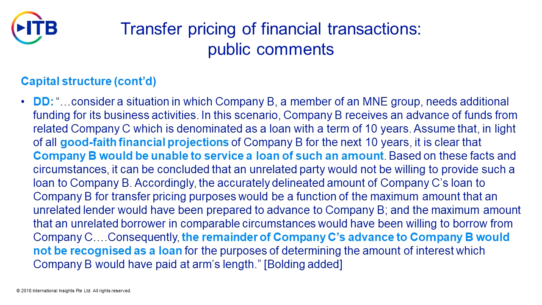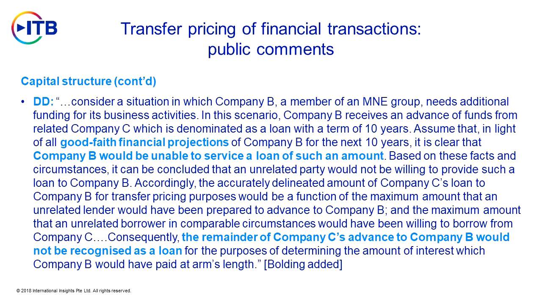Assume that, in light of all good faith financial projections of Company B for the next 10 years, it is clear that Company B would be unable to service a loan of such an amount. Based on these facts and circumstances, it can be concluded that an unrelated party would not be willing to provide such a loan to Company B. Accordingly, the accurately delineated amount of Company C's loan to Company B for transfer pricing purposes would be a function of the maximum amount that an unrelated lender would have been prepared to advance to Company B.